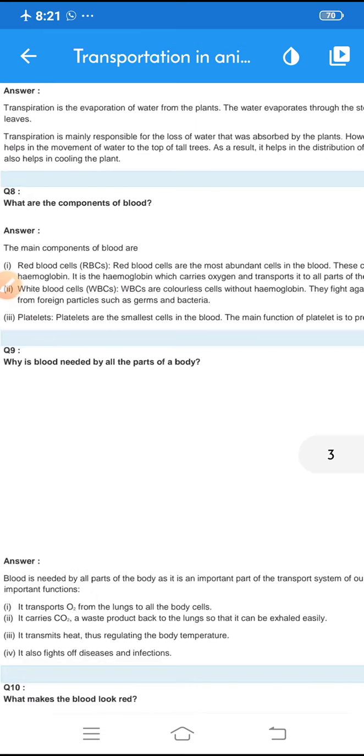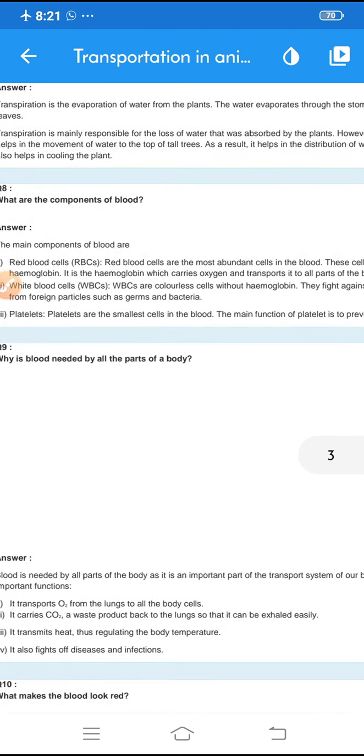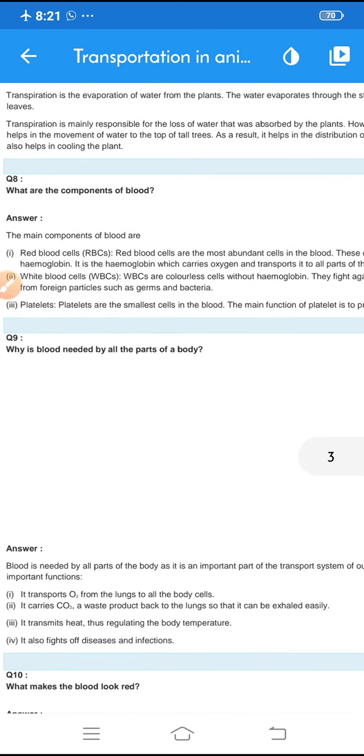So when transpiration takes place, the loss of water creates a suction pull inside the plant body. Because of that, the water is pulled and pushed to the upper part of the plant. It reaches every top portion of the plant. Hence the distribution of water takes place in the plant body, and it also helps in the cooling of the plant. So this is the correct answer for this question.